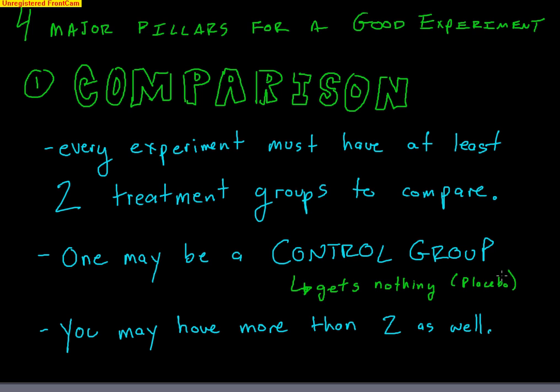So that is the point of you having to have at least 2 treatment groups to make it work. You can have 2 or more, but you can't have only one. If everybody gets the same thing, then you're not really going to learn anything from that experiment. So you've got to have that comparison idea.